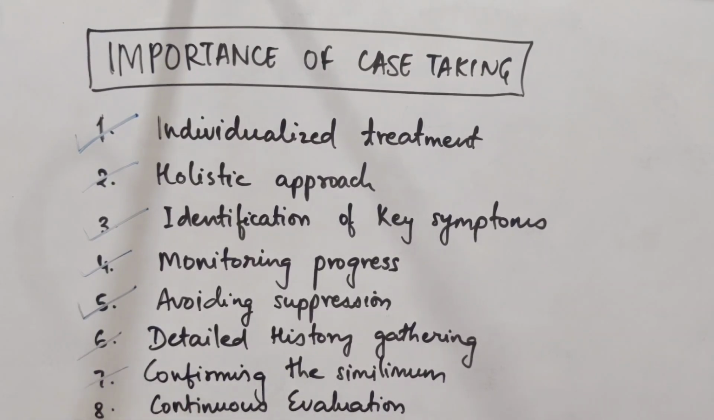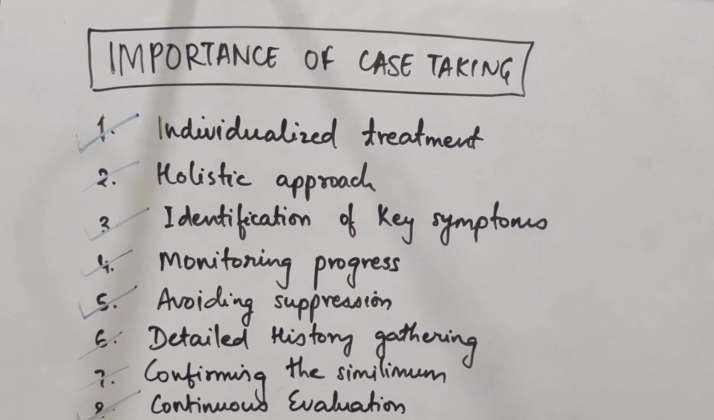Seventh is confirming the similimum. The similimum refers to the remedy that most closely matches the totality of patient symptoms. Effective case taking helps the homeopath narrow down the possible remedies and confirm the similimum, which is essential for achieving results. And last is continuous evaluation. Beyond the initial consultation, case taking continues throughout the course of treatment. Follow-up allows the homeopath to evaluate the patient's progress, reassess symptoms, and adjust the posology and remedies as necessary.